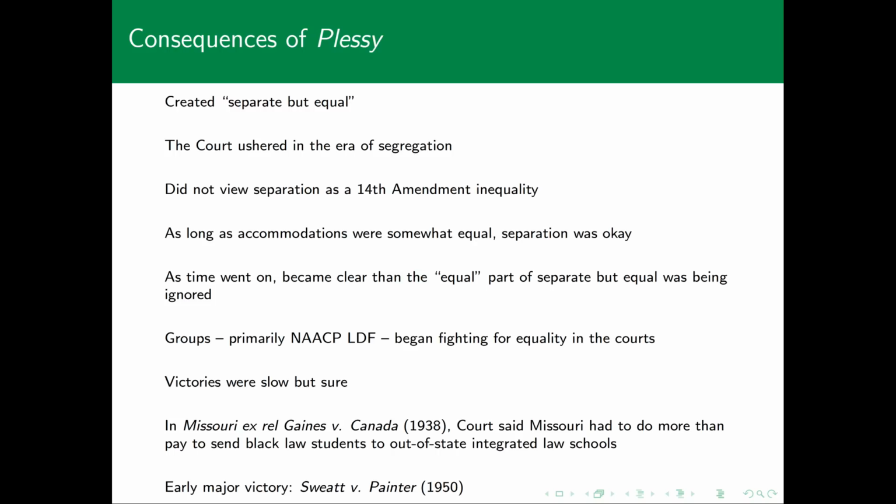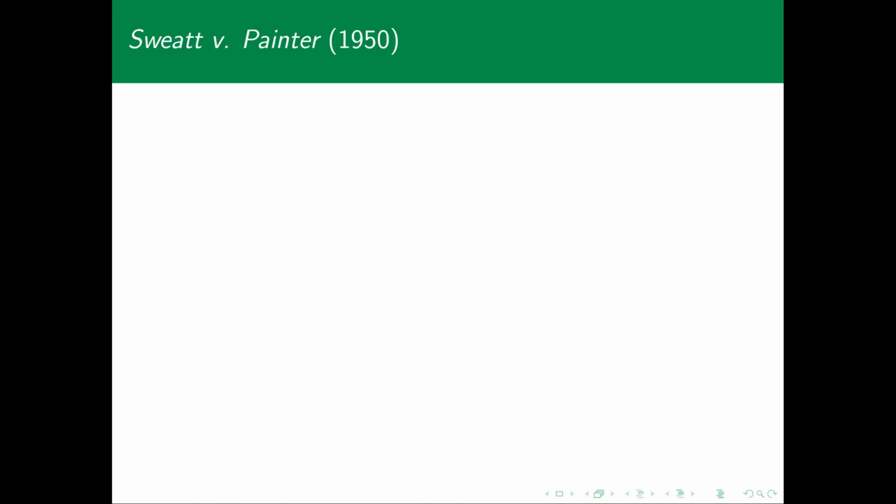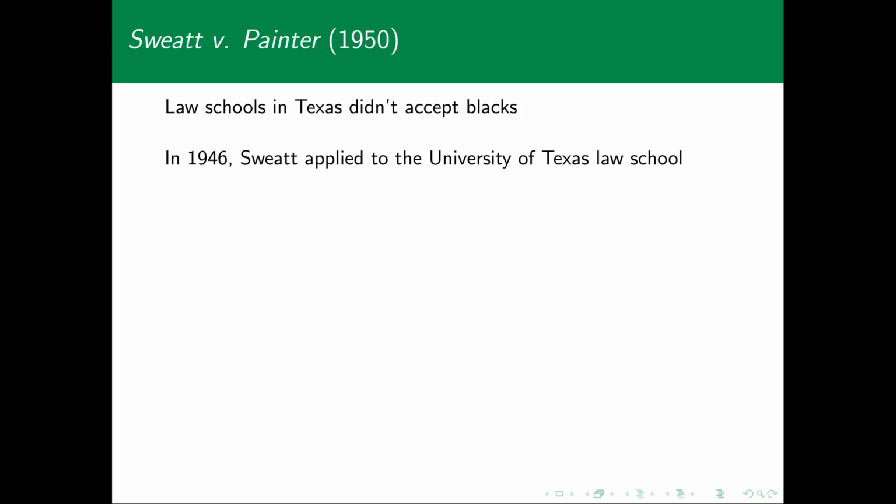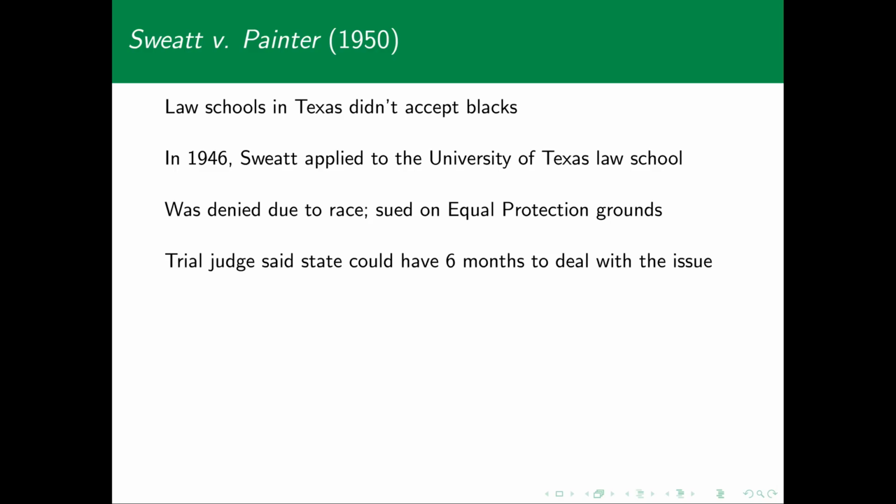Law schools in Texas at the time did not accept black students. In 1946, this fella Sweat applied to UT, the law school. He was denied because he's black, and he sued on equal protection grounds. The trial judge said the state can come up with a fix. I'll give you 6 months to come up with a fix. I'm not saying you have to accept them.